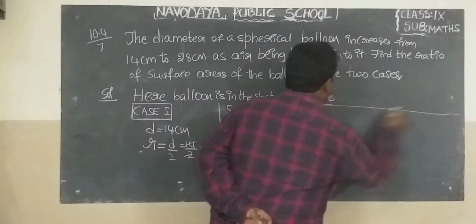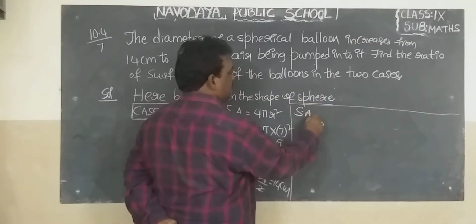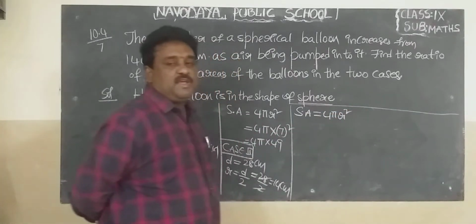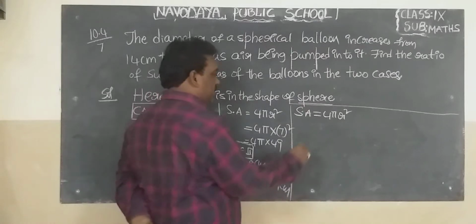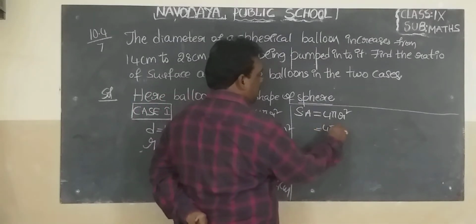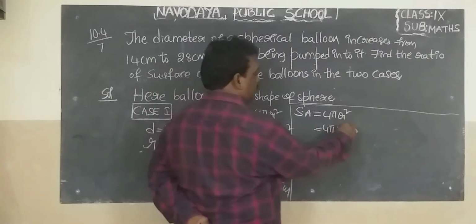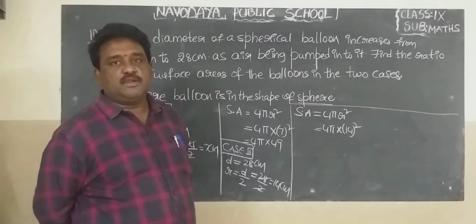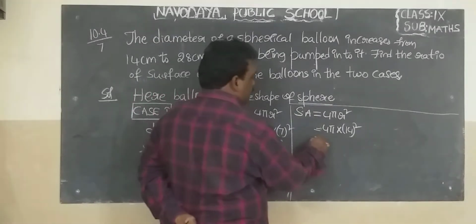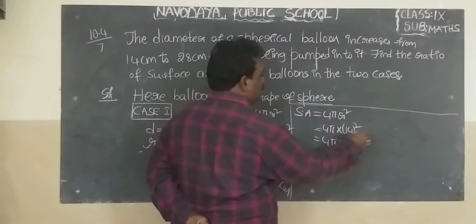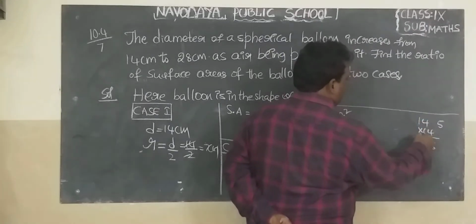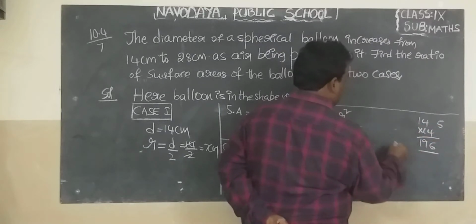Then again surface area, formula 4 pi r square. 4 pi into what is r? 14 whole square. 4 pi into 14 into 14, how much? 14 4 jar 56, 14 1 jar 14, 196.